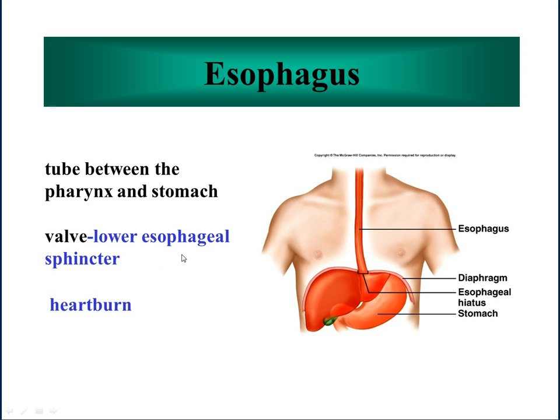The valve in the lower esophageal sphincter is as you're getting to the stomach. And the acid, the stomach contents and the acid in the stomach that helps to break down food, washes back through that esophageal sphincter, and that's known as heartburn, when it allows the stomach chyme to back up from the stomach into the esophagus.